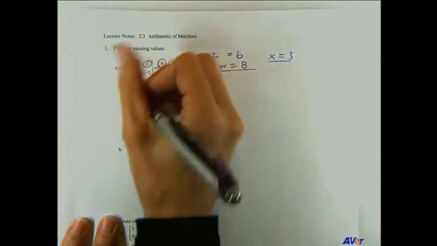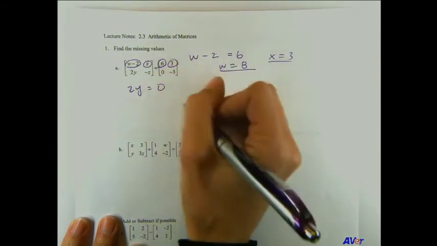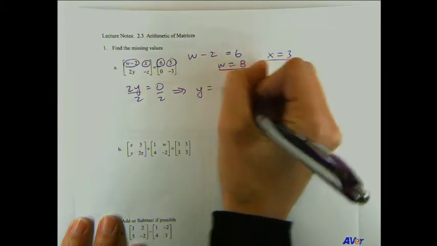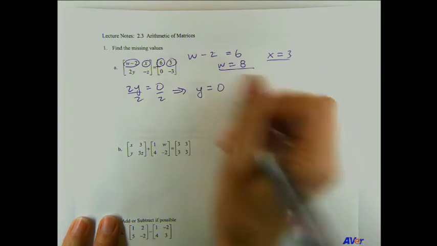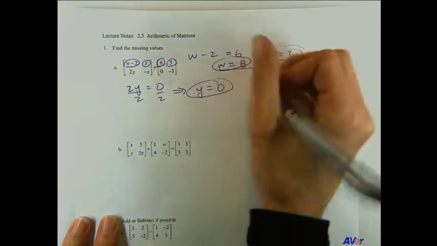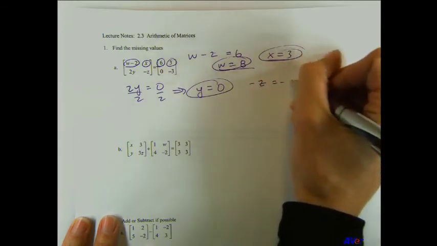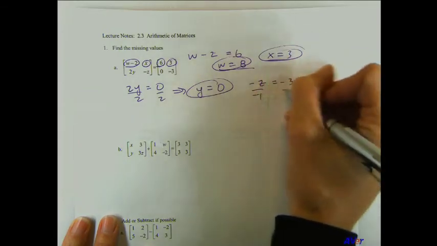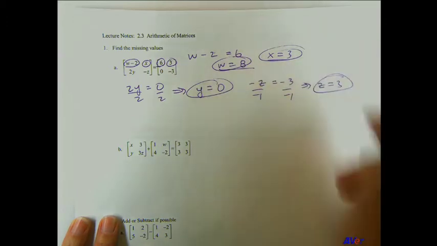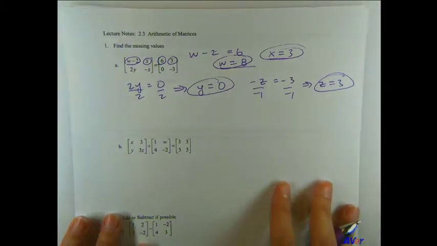Y, so this says that 2y, again, matching entries, equals 0. Dividing both sides by 2 gives us y equals 0. And then finally, let me circle these. Finally, we've got negative z. This very last entry equals negative 3. Divide everything by negative 1, and you've got z equals 3.